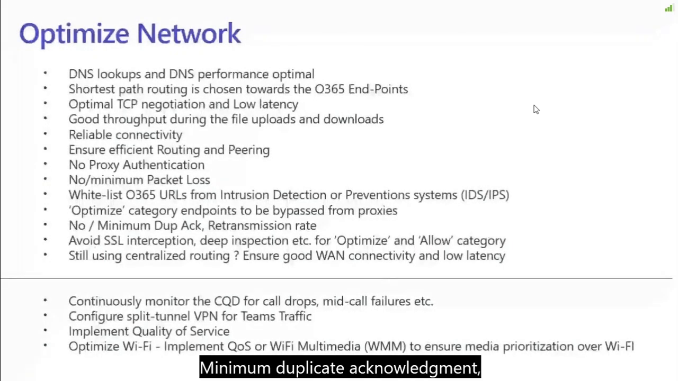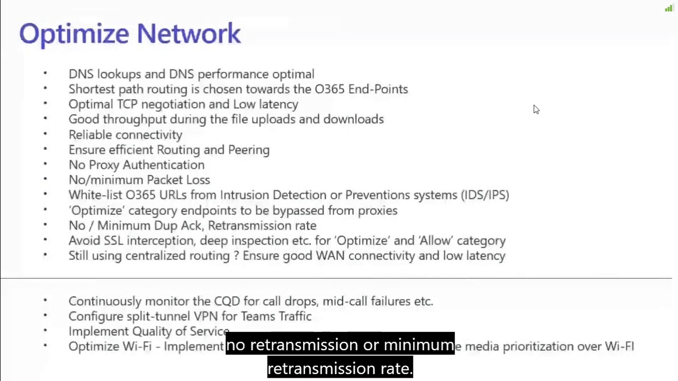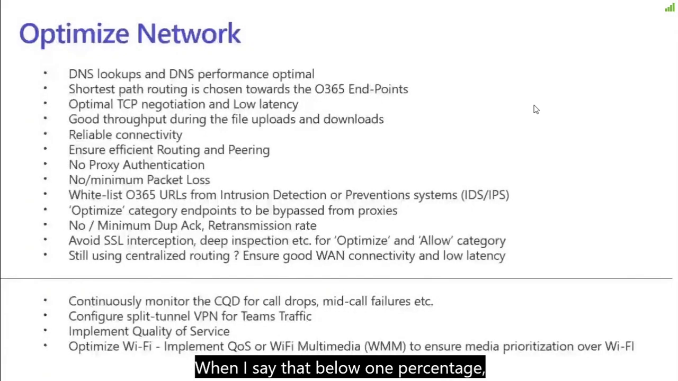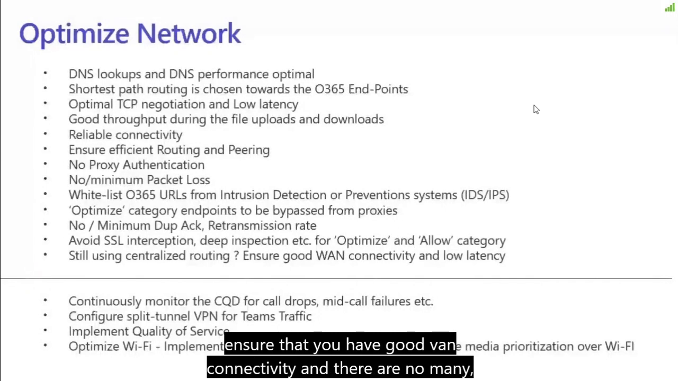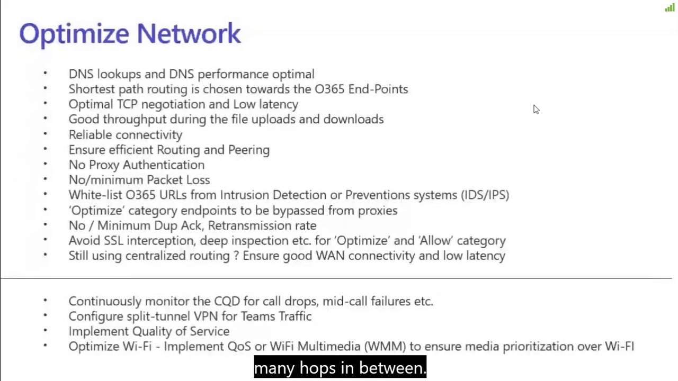Minimum duplicate acknowledgement, no retransmission or no minimum retransmission rate. When I say below 1%, try to have it below 1% if possible. Avoid SSL interception, deep inspection, etc. for both optimize and allow category. If you're still using centralized routing, ensure that you have good WAN connectivity and there are not many hops in between.